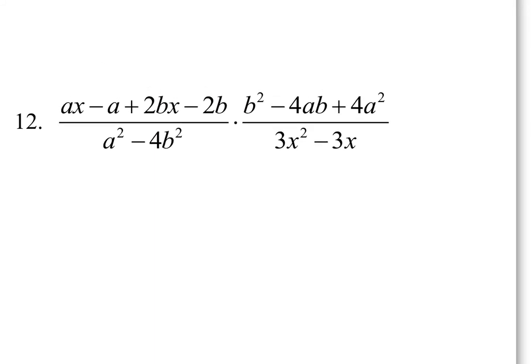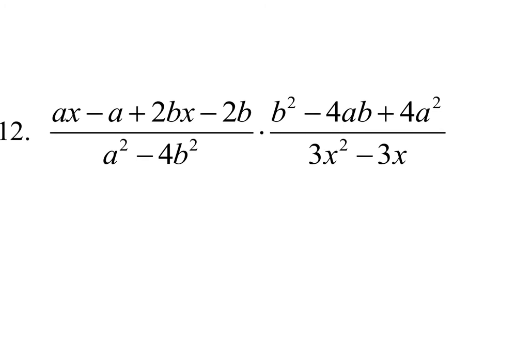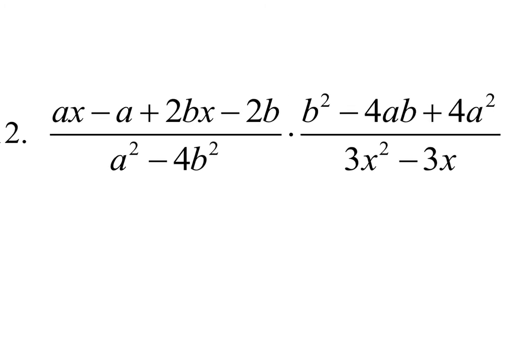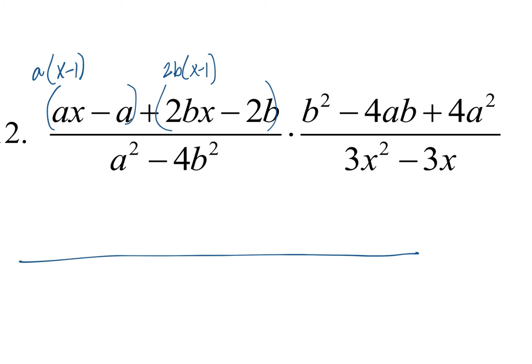So now on number 12, we need to factor the numerators and denominators. The 4-term polynomial right here, I'm going to factor by grouping. I can pull out an a and be left with x minus 1. And then I can pull out a 2b and be left with x minus 1. So that will factor into x minus 1 times, if you factor the x minus 1 out, you're left with a plus 2b.